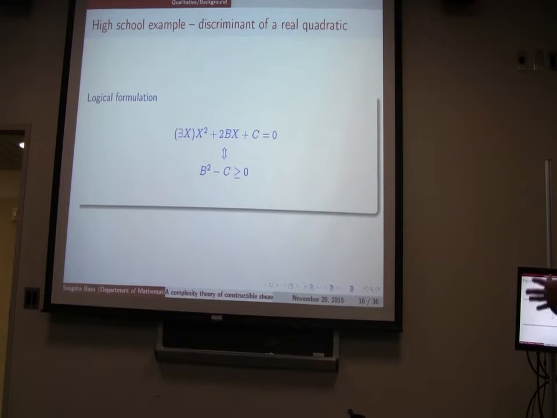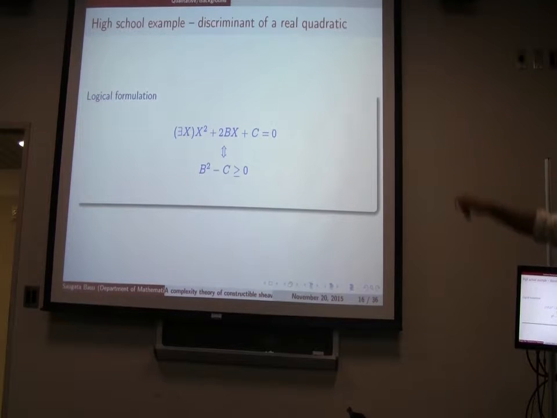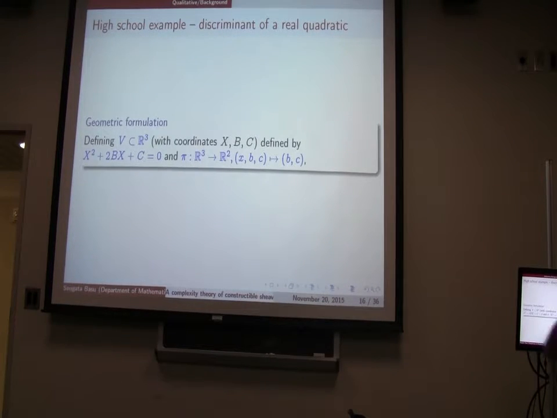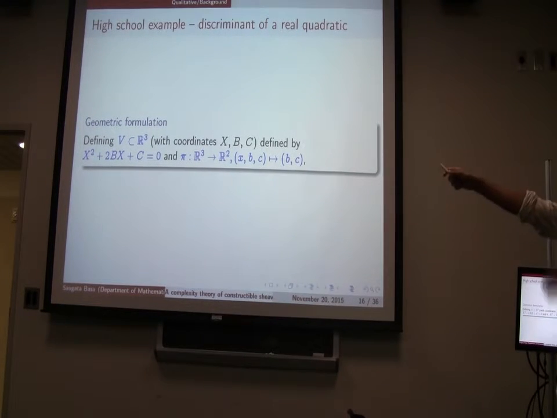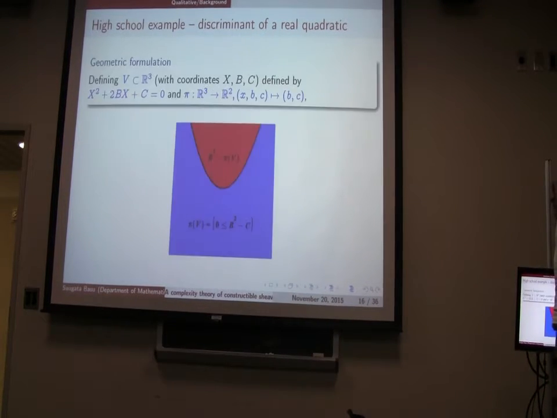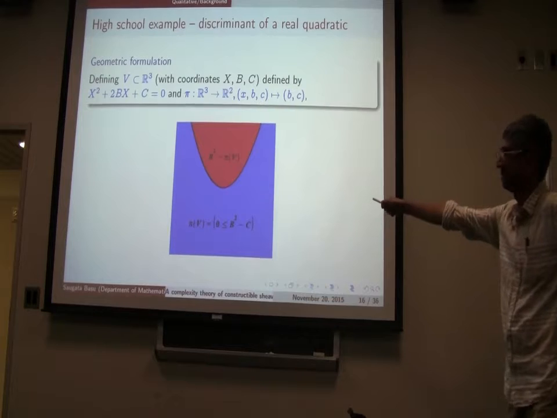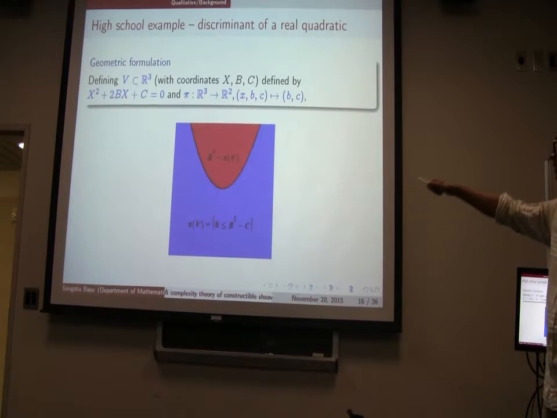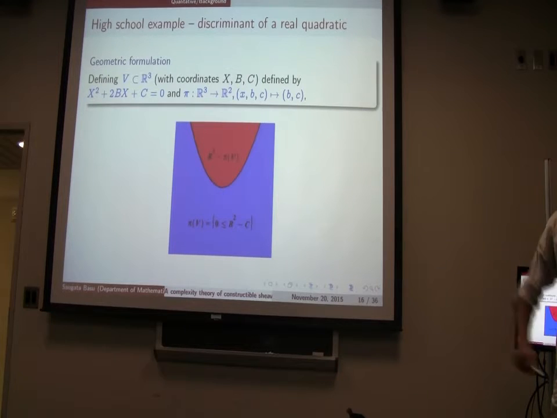The logical formulation in Tarski-Seidenberg is that, if you have this quantified formula with two free variables b and c, you can eliminate the quantifier and you get a quantifier-free formula. In the geometric formulation, you have a real variety in the x, b, c space given by one equation. You have the projection, and the image of this projection is this set in blue. That's a closed set, given by b squared minus c.